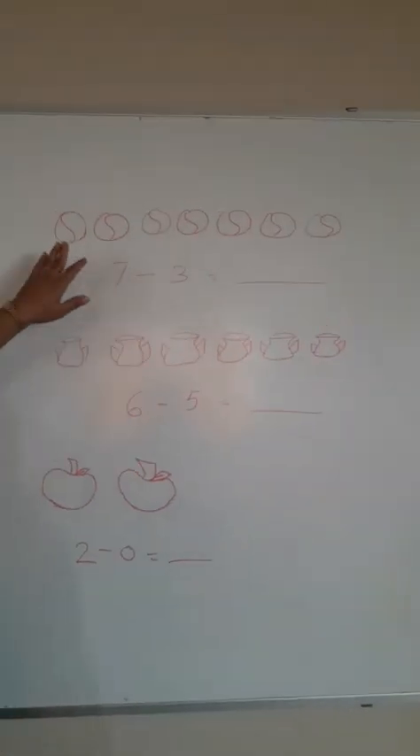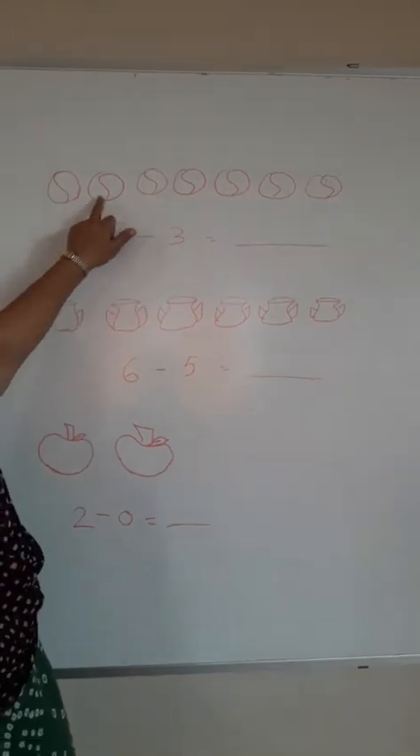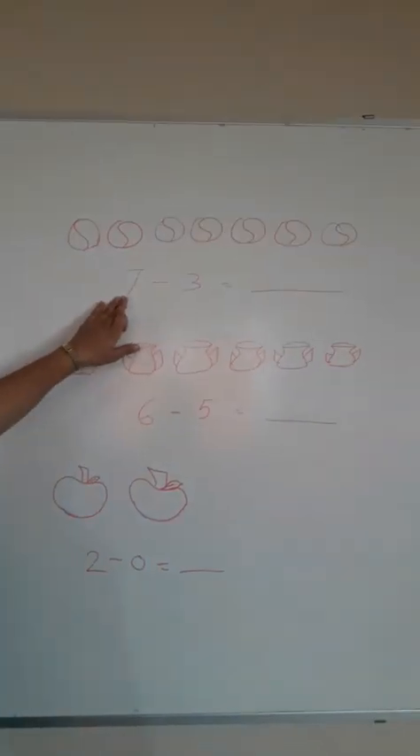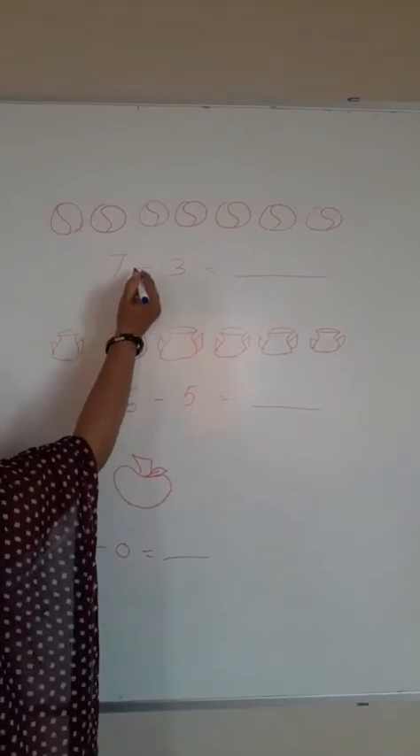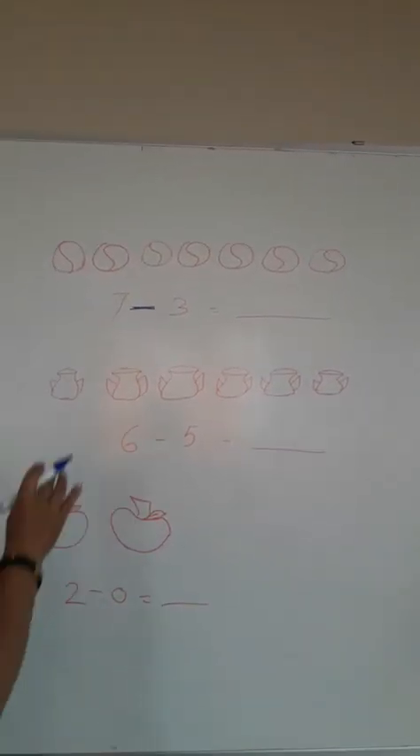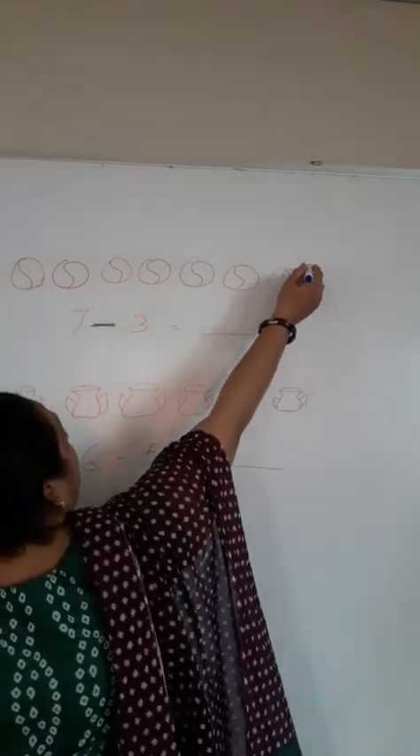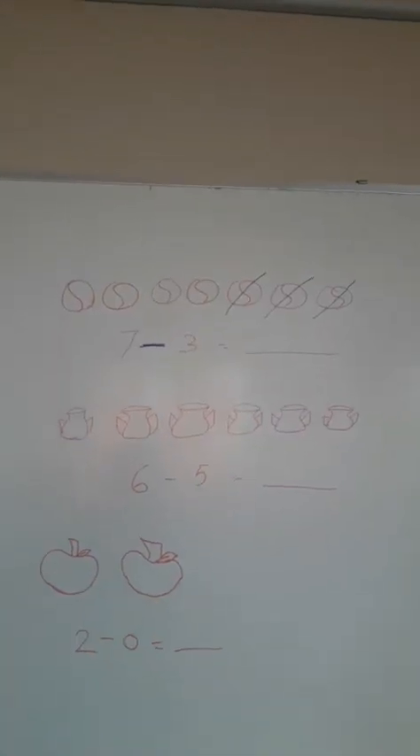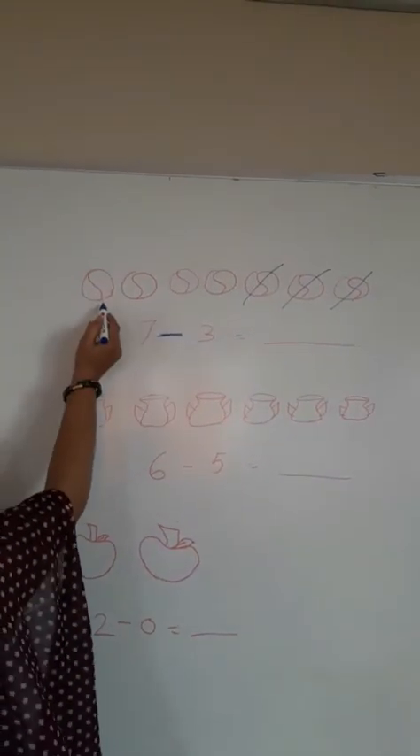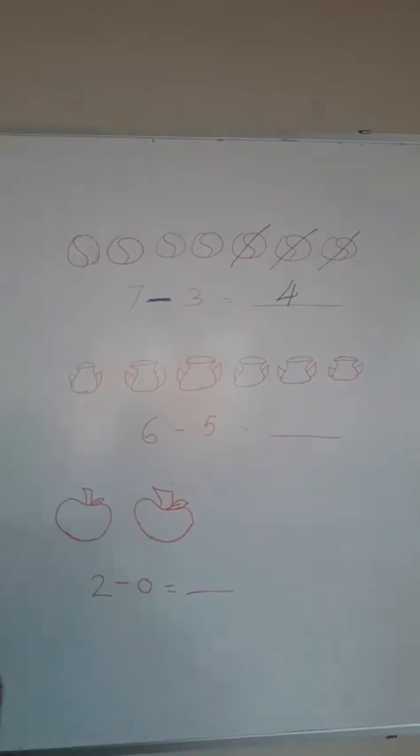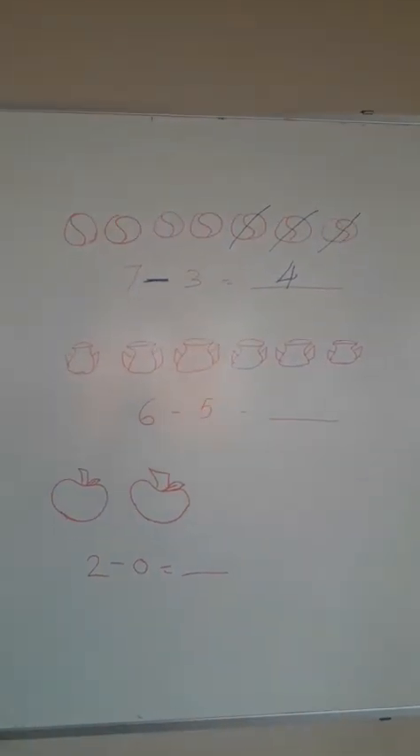Let's go to the next, kids. How many balls are there? There are 1, 2, 3, 4, 5, 6 and 7 balls. There are 7 balls. How many do we have to take away? This is the sign of subtraction. 3 balls. We take away from the last. 1, 2, 3. So now how many balls are remaining? Let's count. 1, 2, 3, 4. So 4 balls are remaining. So we have to write the answer 4.